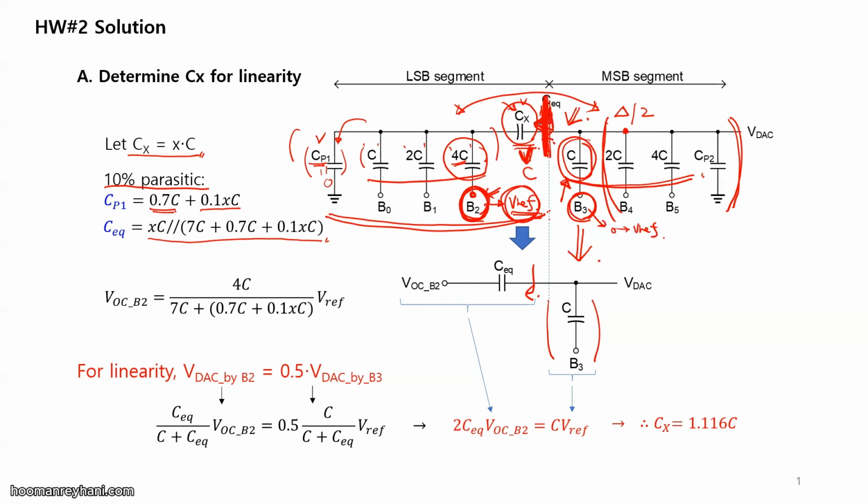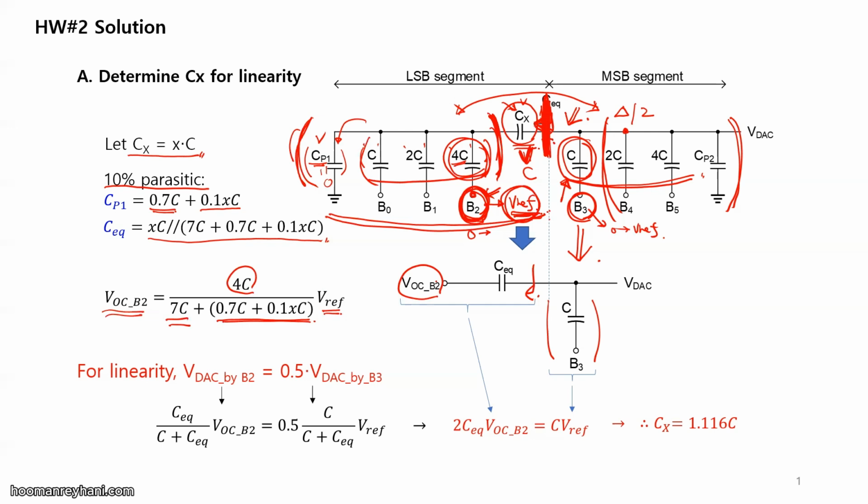Because this is open circuit, we just need to care about voltage division by this network. So when V2 changes from 0 to Vref, the open circuit voltage will be what? The denominator will be the total capacitance, 7C and the parasitic. And we are changing this force connection to Vref. This will be the VOC by B2, right?